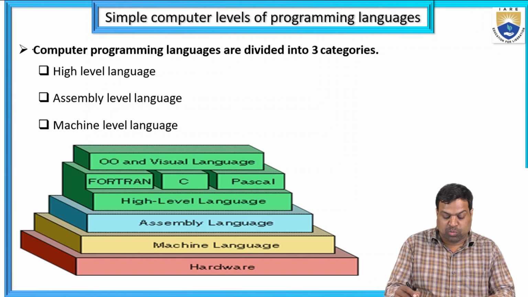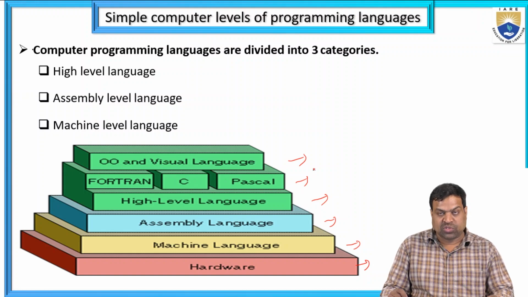Here is a block diagram of computer programming languages. The first level is the hardware. After that come machine language, assembly language, and high level language. Here Fortran, C, Pascal and visual languages are listed. So this is the block diagram showing the types of languages.